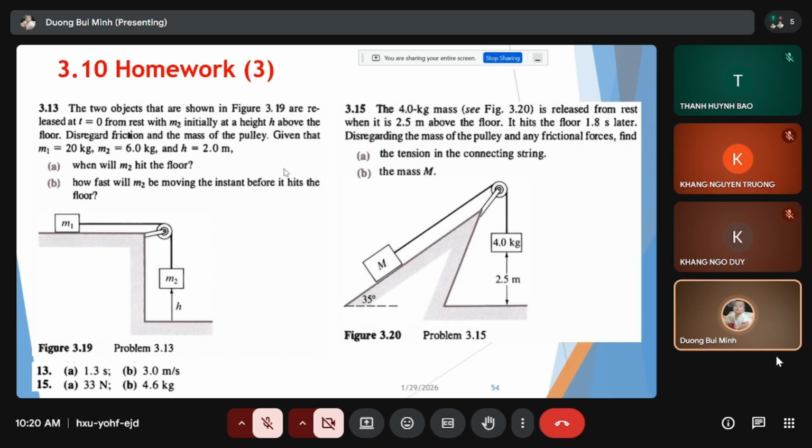So for more clearly, you need to assume the moving direction. For example, this one is the moving direction. This is vector A. We can assume the moving direction of a system if the question is given. Right? Understand? So if I assume this one is heavier than this one, you get the moving direction of the load.